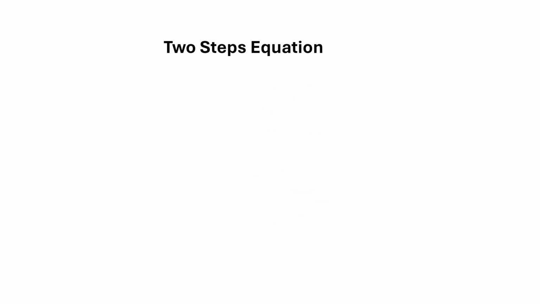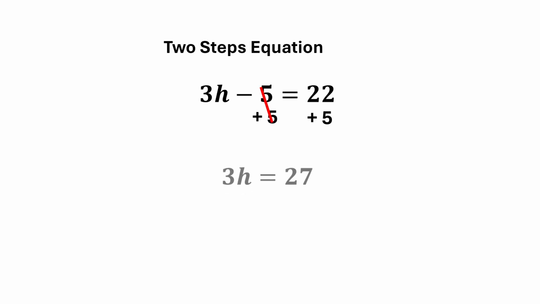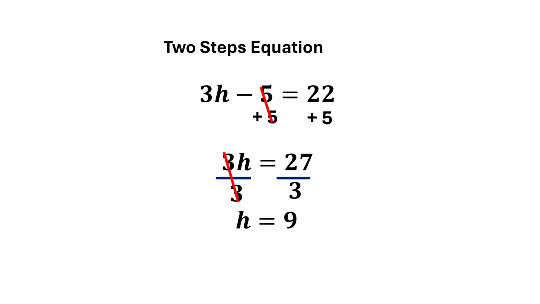Also, pause and try this, please. You see minus 5, you get rid of it by doing the opposite of minus, which is plus 5. Cancels. 3h equals 27, h equals 9, because we divide by 3. This is the last example.